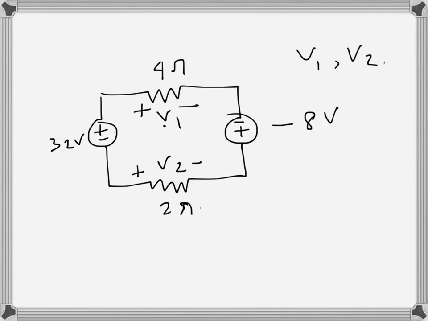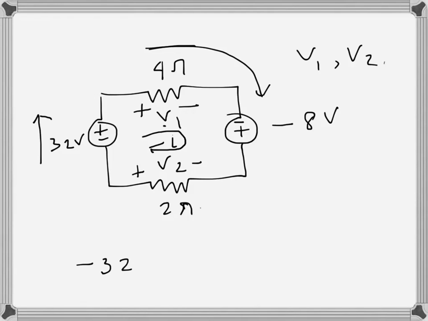Let's say this is the counterclockwise direction of traverse, and let's say I is the current. So I goes this way and then like that. So first, if we write KVL in the loop and the direction is counterclockwise, when we go in this direction we can see that 32 volt, that's a rise. So let's write the rises as negative, so minus 32.